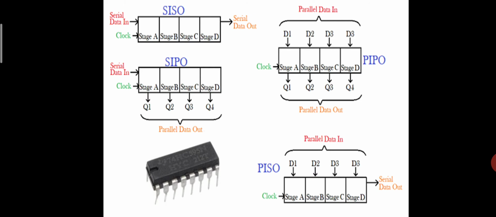In parallel in, serial out, we are giving the input data in parallel. D1, D2, D3 and D4 are the inputs. The output you will get is serial data out. That is 4 inputs, 1 output. In the case of parallel in, parallel out, we are feeding the shift register in parallel, and in parallel we will get the output.